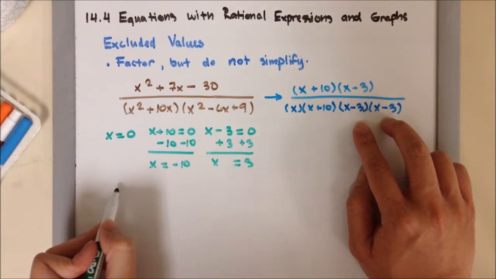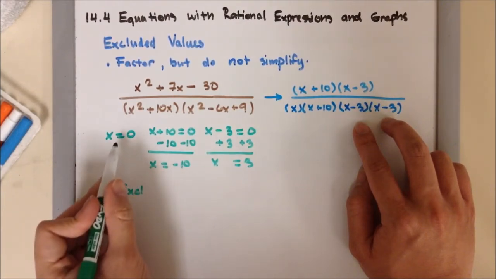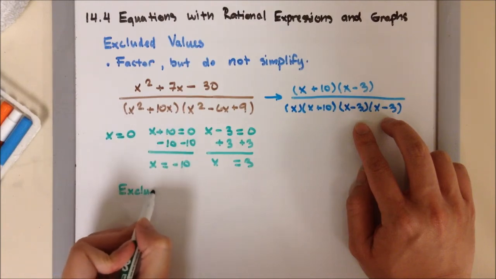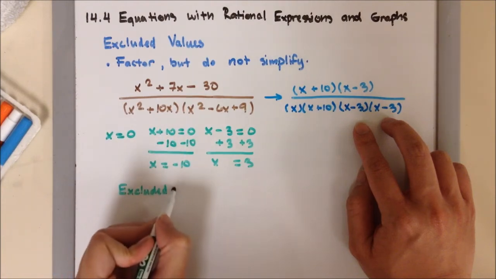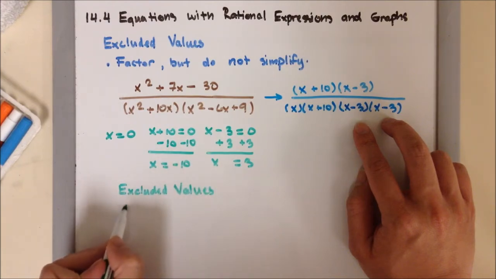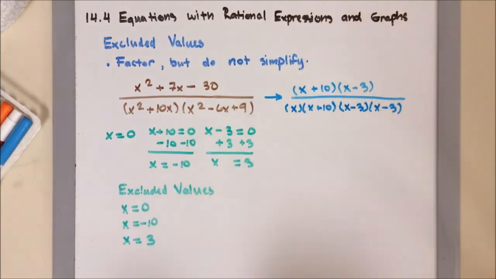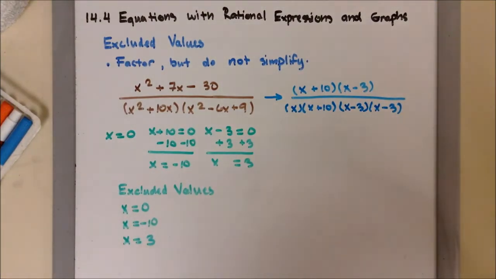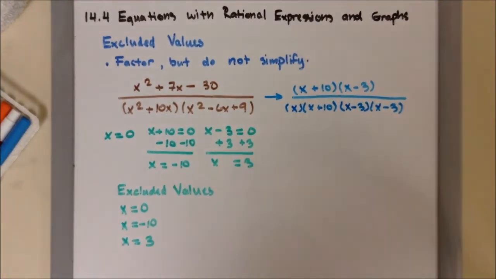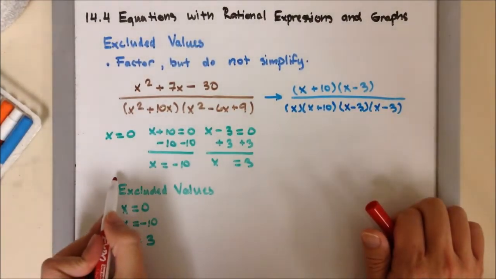So for my excluded values, you must state it if you have them equal to 0. Excluded values: x equal to 0, x equal to negative 10, and then x equal to 3. So I stated that I'm looking for my excluded values. So x equal to 0, x equal to negative 10, and x equal to 3. Let me box this up.